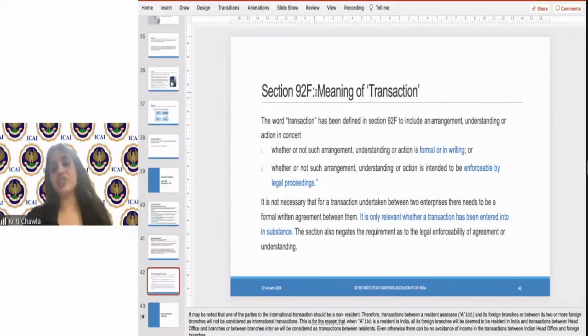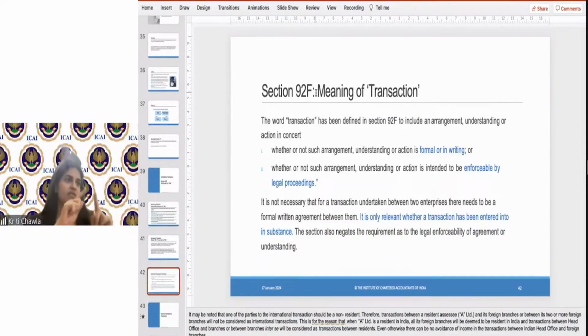Section 92F, as I mentioned, talks about the meaning of the term transaction. Now, the meaning of transaction is basically an arrangement or an understanding, whether it is in writing or enforceable by legal proceedings, it does not matter. Meaning to say that the term transaction is so widely worded that even if it is not properly documented, there is no formal written agreement to it, and even if the transaction has legal enforceability or does not have legal enforceability, it's still going to be a transaction. So it's a very, very widely worded format.